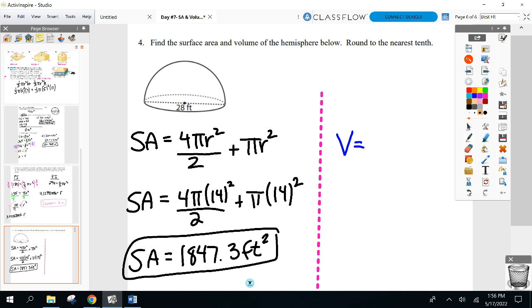And then finally, volume. We got plenty of time. Don't worry. Everyone all right? 1,847.3 square feet. Volume. Do I have to worry about that circle on the bottom? No. Why? Because I'm filling the inside up. So I still want to do 4/3 pi r cubed, but still do what? That's a full sphere. Still divide by 2. So you could show divide by 2, or if you don't like the way that looks, you can multiply it by what instead? 1/2. It's up to you.